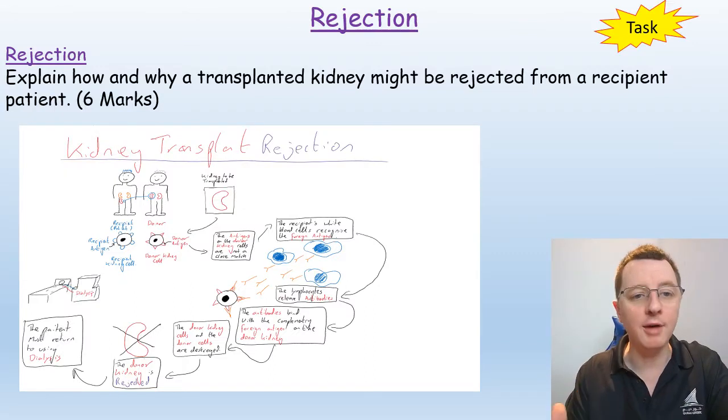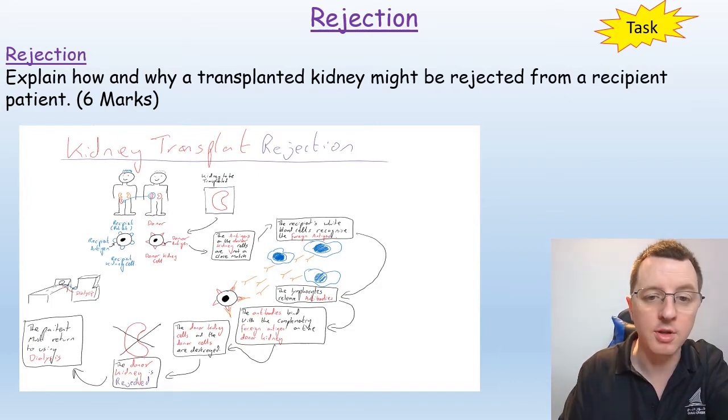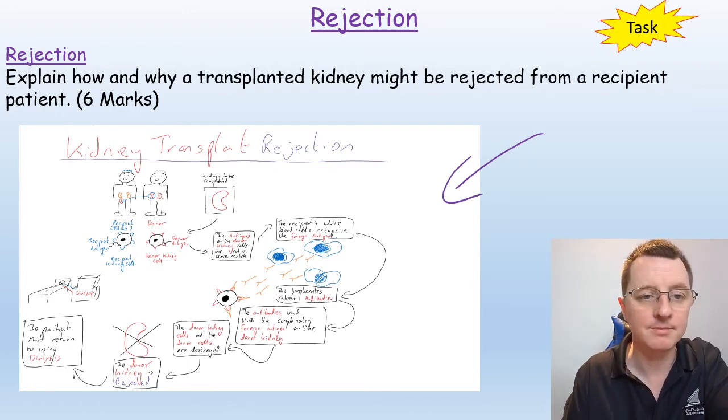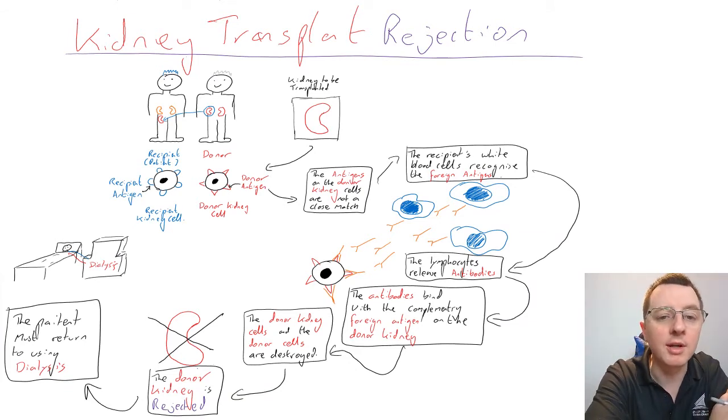If you do have a kidney transplant, one of the biggest issues is rejection. So perhaps you can try explaining how and why a kidney transplant might be rejected from a recipient patient, and this could be a 6-mark question. Try and use this diagram here. To give you a little bit of help, let me explain the diagram.